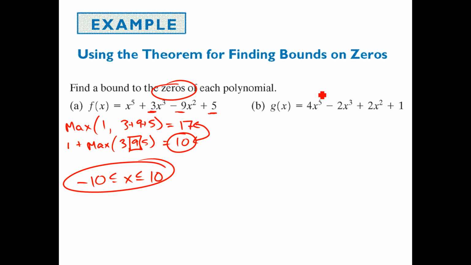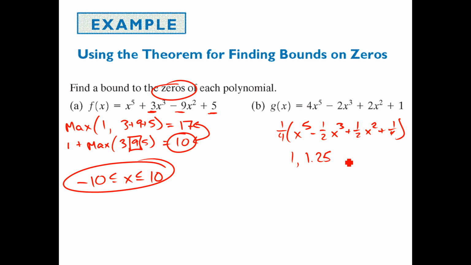Alright, let's try B. Problem here is that we don't have a 1. So we need to pull it out. So we're going to say 1/4, and then we'll have x to the 5th minus 2 over 4, which is a half, x cubed plus a half x squared plus a quarter. Alright, so we're going to use a half and a quarter and add them up. So between 1, a half, and a quarter, that's 1 1/4.